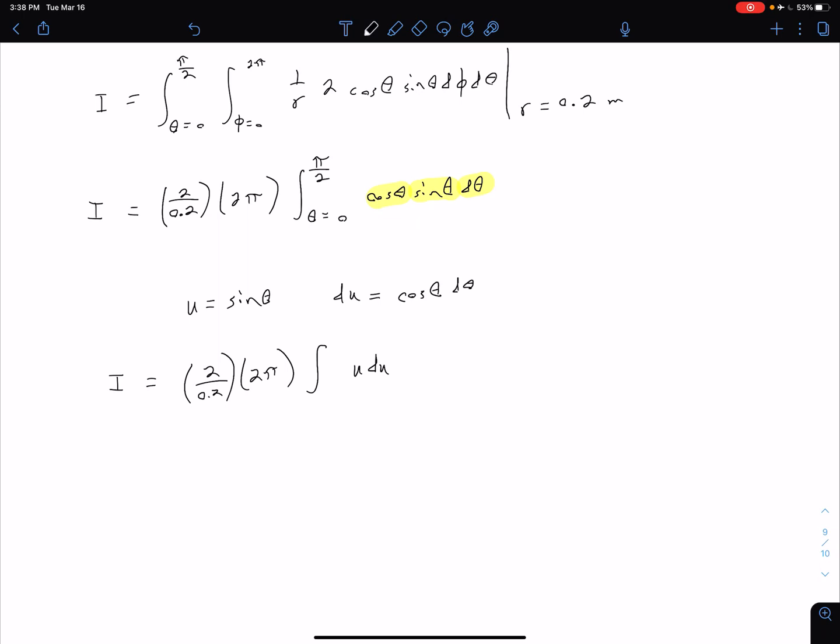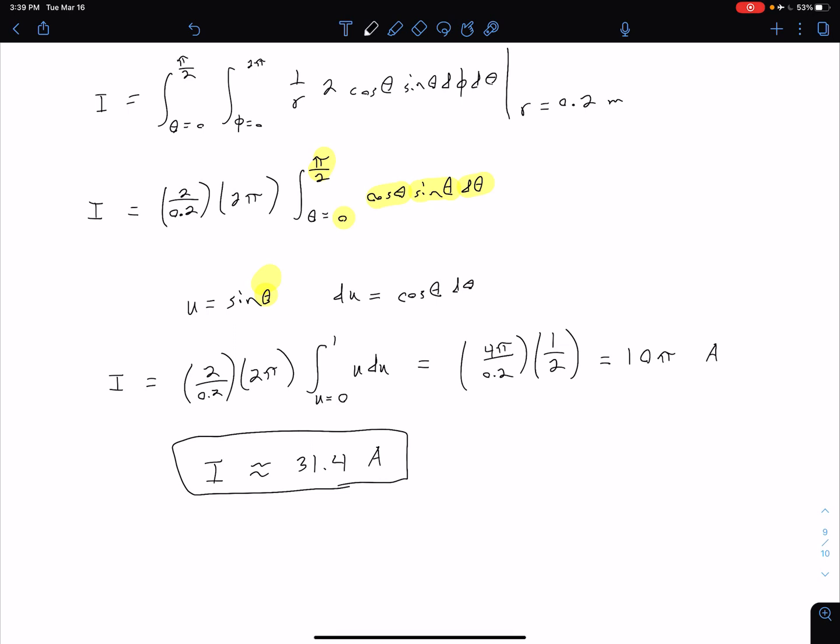Because we changed that variable, we need to change our limits as well. Our lower limit of 0 corresponds to a u of 0, and our upper limit of pi halves plugged in for theta gives a value of 1 for u. Evaluating that, combining those two terms, we have 4 pi over 0.2, and then the integral gives us 1/2. So we get 10 pi amps, and we could then say our current is approximately 31.4 amps through that hemispherical shell.